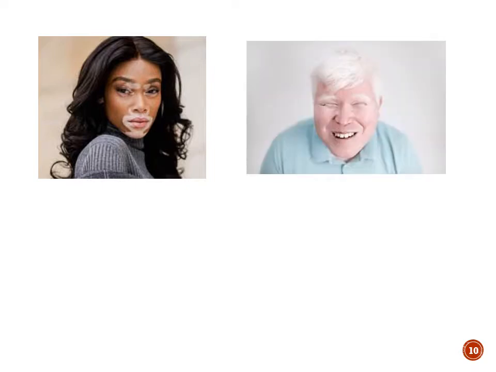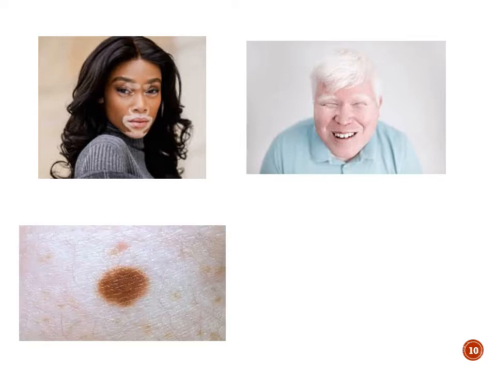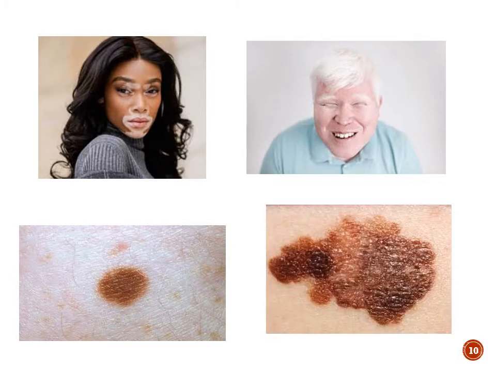Problems in melanocyte and melanin pigment result in skin disorders like vitiligo, in which there is destruction of melanocytes, and albinism, in which there is little or no melanin pigment. Collection of melanocytes can be seen in the common mole or the nevus, and uncontrolled growth of melanocytes can become melanoma.